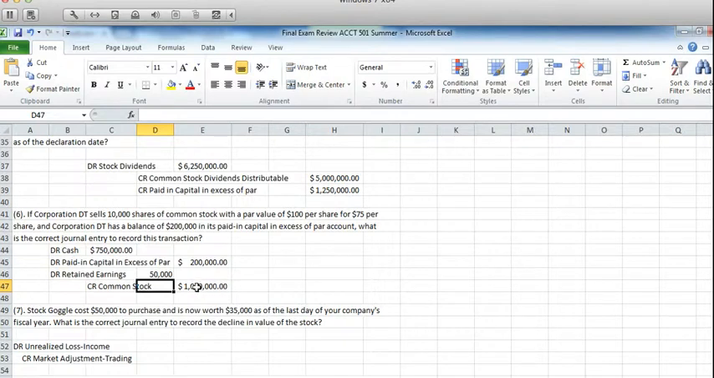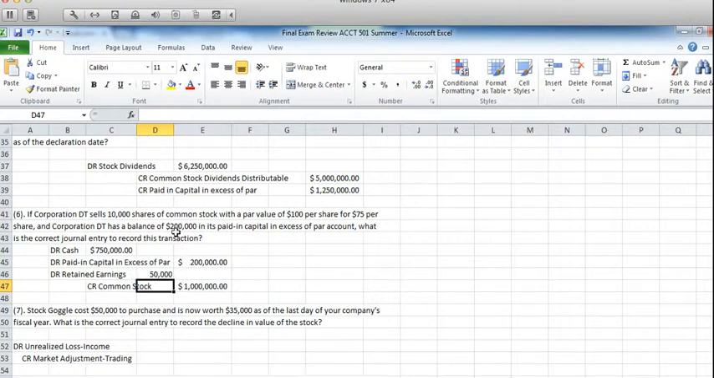Okay, so when a company is selling stock for less than par value, you figure out the difference between what they sold it for and what the par value was, and then you try to make up that difference by first exhausting any amount of money that's in the paid-in capital account. If this number here had been $300,000, then I could have used the entire $250,000 difference. That could have all come out of paid-in capital in excess of par, and I wouldn't have to take anything out of retained earnings. Okay?